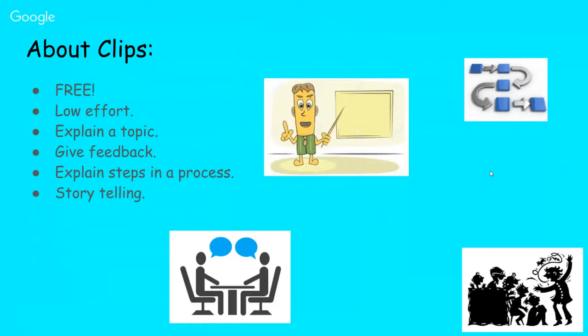A few ways that you can use Clips in your classroom is to explain a topic. Like if you were trying to explain the life cycle of the butterfly, that would be an easy way to explain it to your students because you could show different pictures of the life cycle of the butterfly. You can give feedback to students who make incorrect choices on worksheets or with an essay. You could take a picture of it and then speak to them on the video and tell them exactly what they did wrong and how they can correct it.